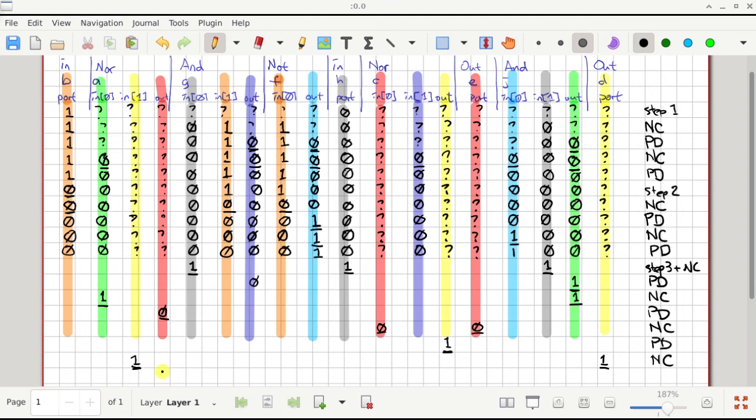And then the other one is over here, which is just an output pin. So it doesn't trigger any further actions. So that means at this point, we can now say it is at a steady state.